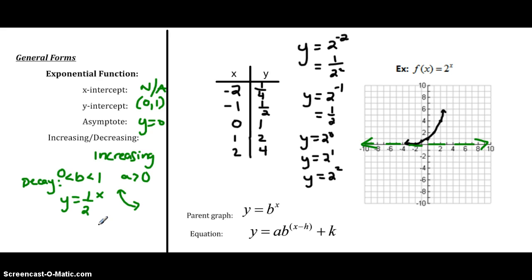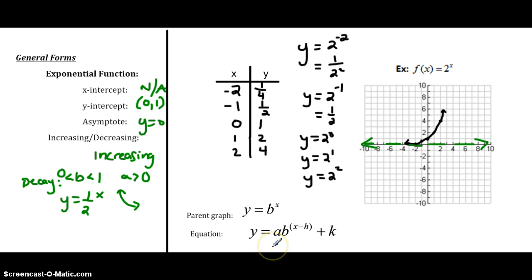The other thing that you need to realize is that our parent graph can be any base. So this is our 2 to the x, and the base here is 2. But remember, for our other examples, we had 10 to the x and e to the x, and they are all parent graphs. So it can be any number to the x power.